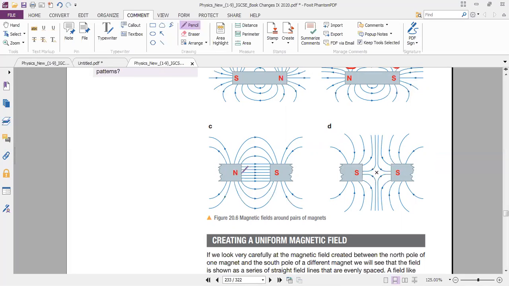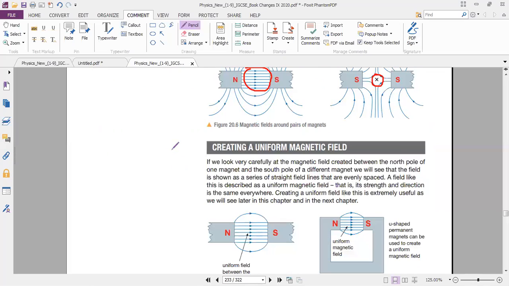Look at the north to south pole, the magnetic field lines. Magnetic field lines are here. And south pole, similar poles. It could be south and south, it could be north and north. Look at this area. There are no field lines present here because they repel. Similar poles repel, creating a uniform magnetic field. A uniform magnetic field has two properties: the field lines must be parallel and the field lines must be equidistant.